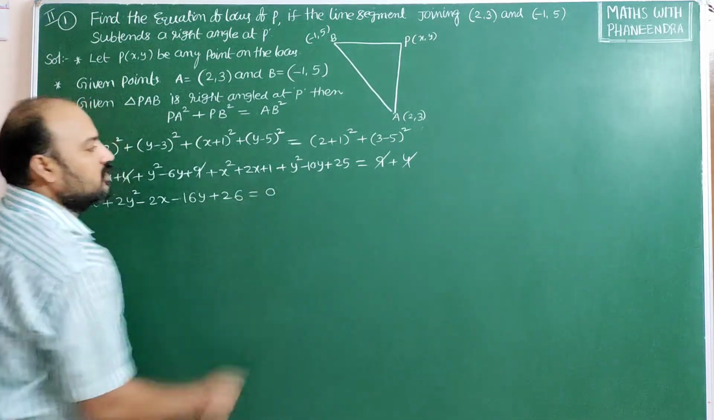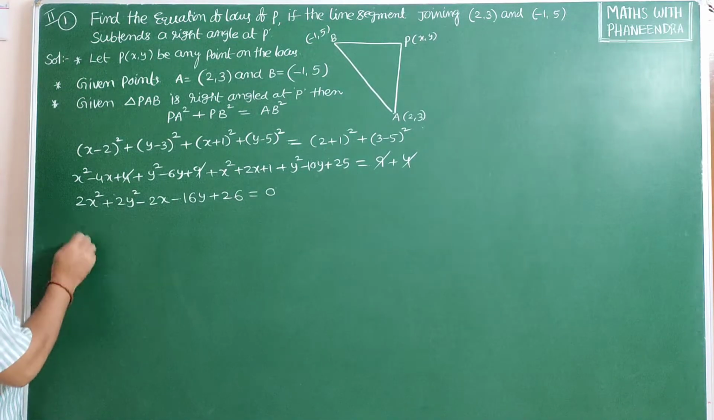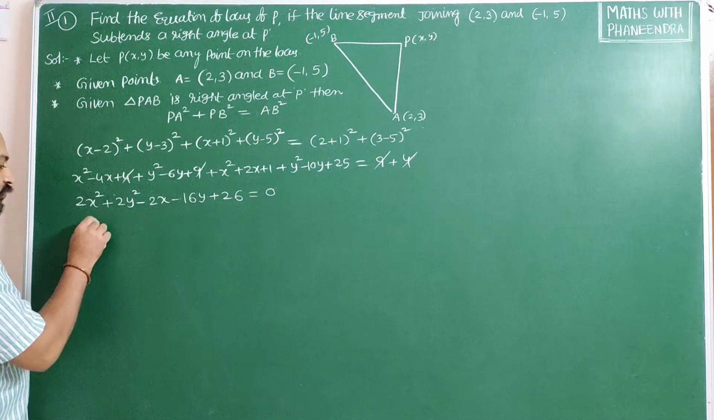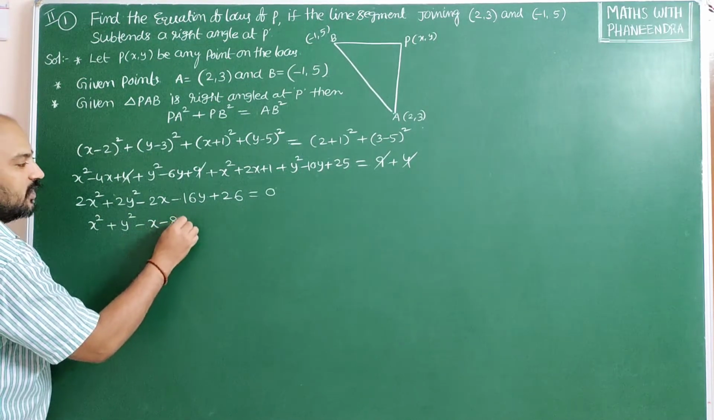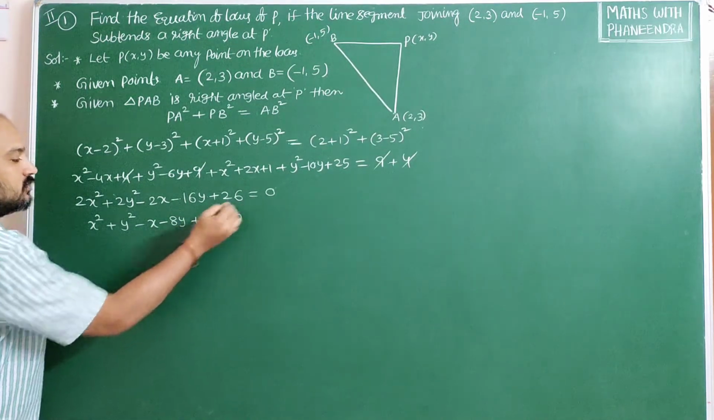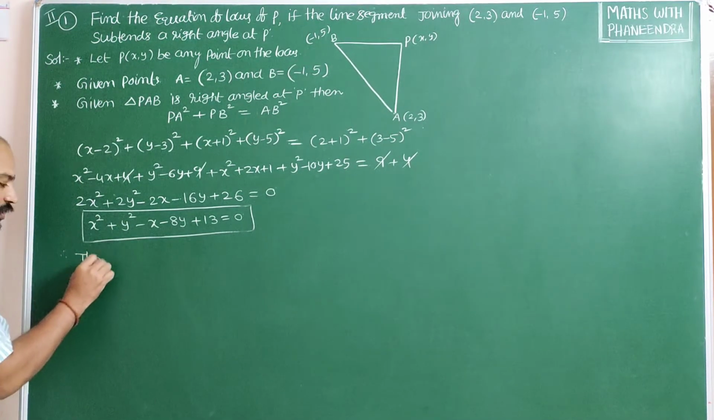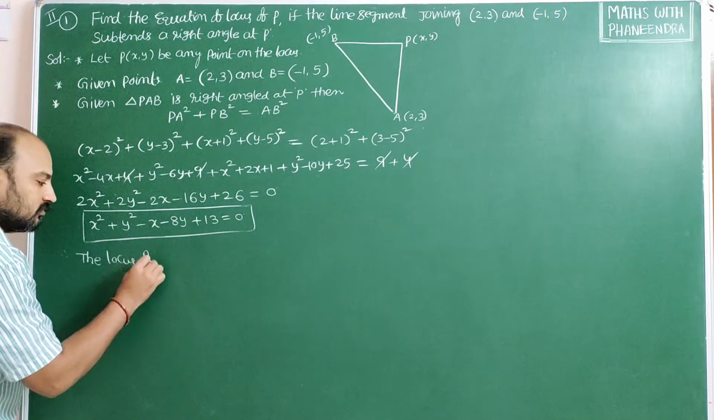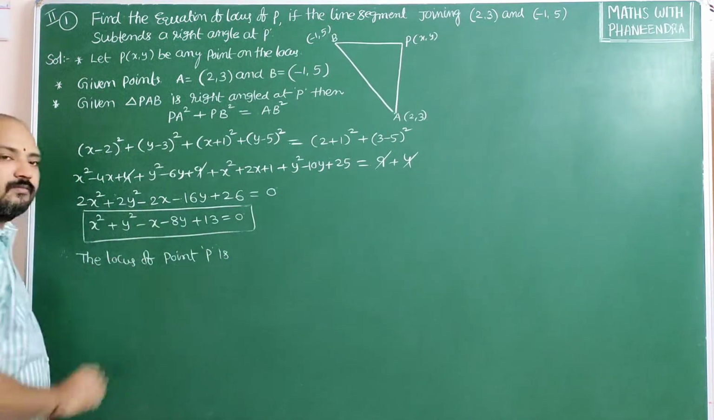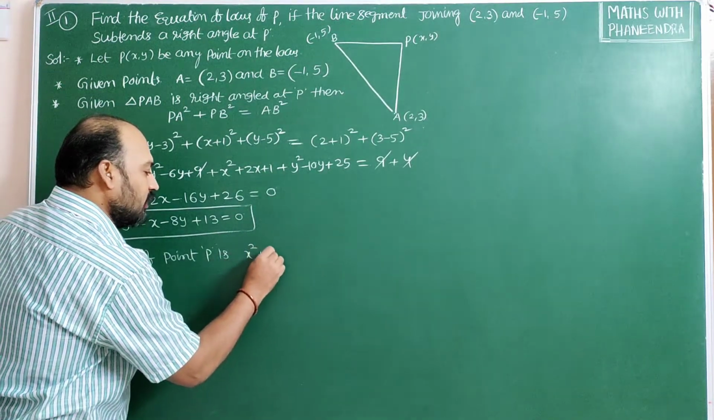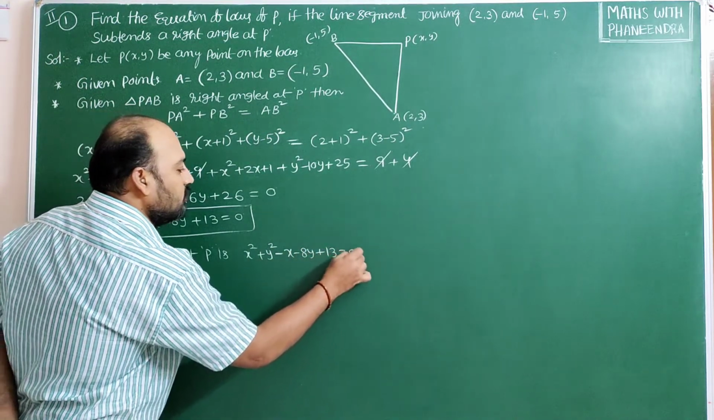So other than these values, no values are available now. So we can conclude it. So all are multiples of 2, dividing by 2: x square plus y square minus x minus 8y plus 13 equal to 0, which is the required locus. Therefore, conclusion step, the locus of point P is x square plus y square minus x minus 8y plus 13 equal to 0.